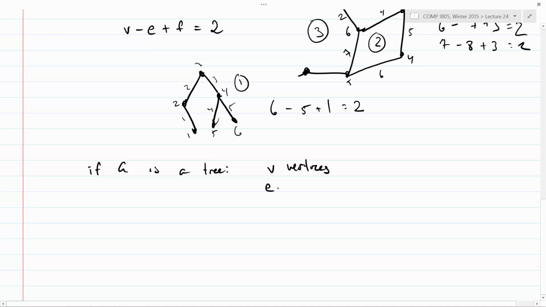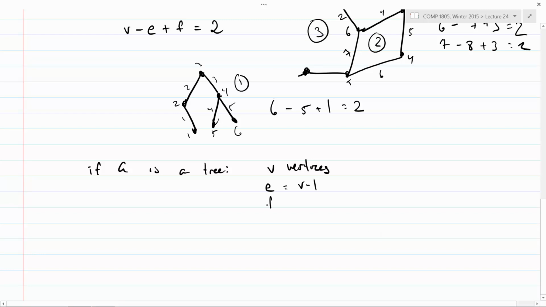What do I know about the number of edges in a tree? Yeah, it's going to be V minus 1. This is something we talked about last time. There's always one fewer edge than there are vertices. If there were any fewer, it would be disconnected. If there were any more, there would be a cycle.